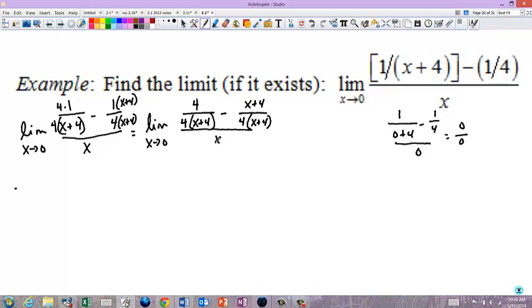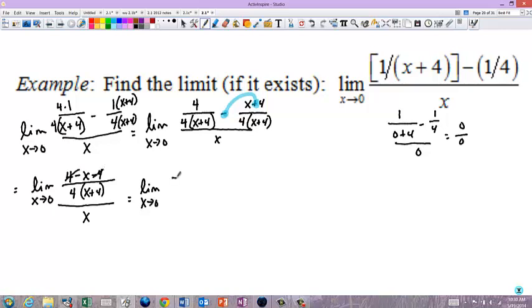So, clean it up a little bit. I'm hitting my microphone, I'm sorry. That was probably loud. The limit as x approaches 0 of, that would be 4 minus x minus 4, because you have to distribute your negative right there, over 4 times x plus 4, over x. Write my limit again. So 4 minus 4 is 0. They cancel. So I've got negative x over 4 times x plus 4.